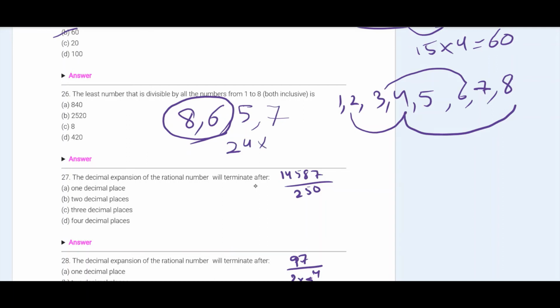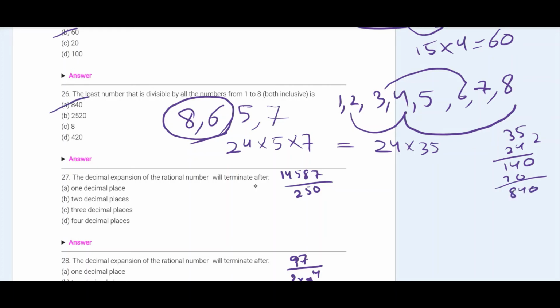24 into 5 into 7. That equals 24 into 35. So 35 into 24 is 840. Option A.